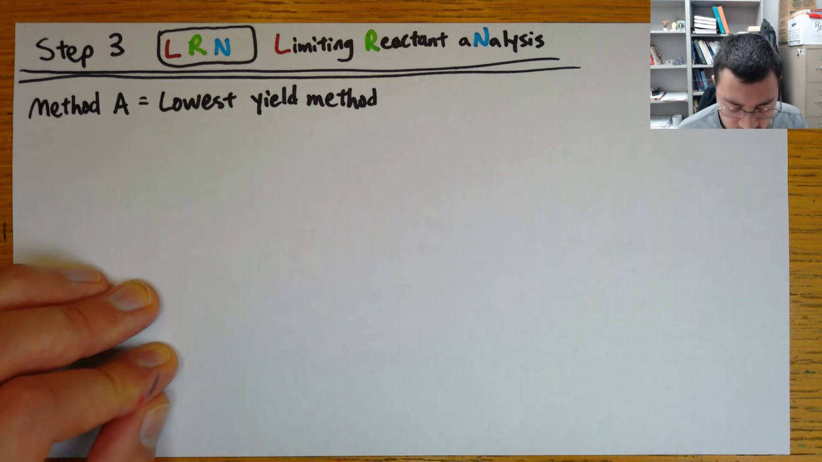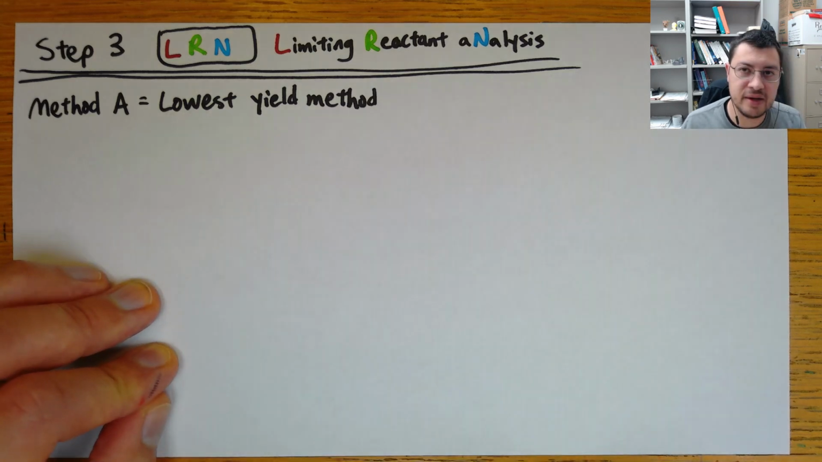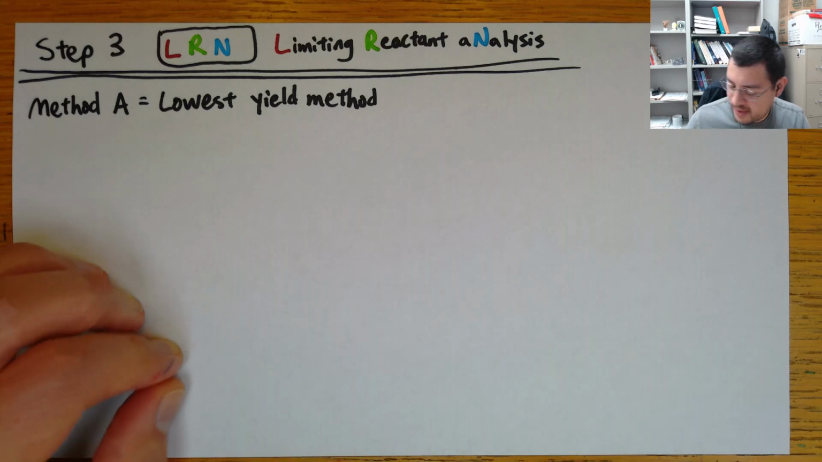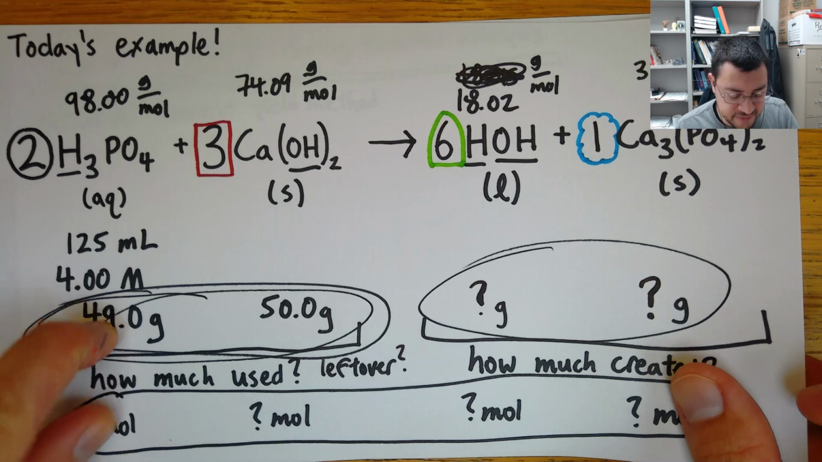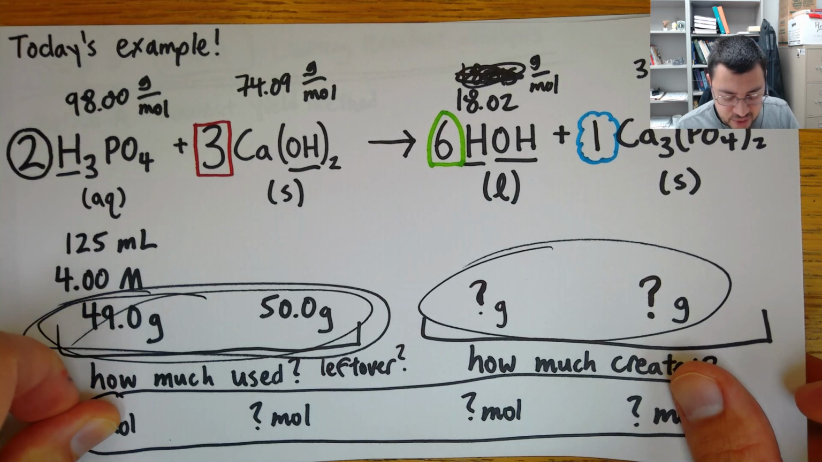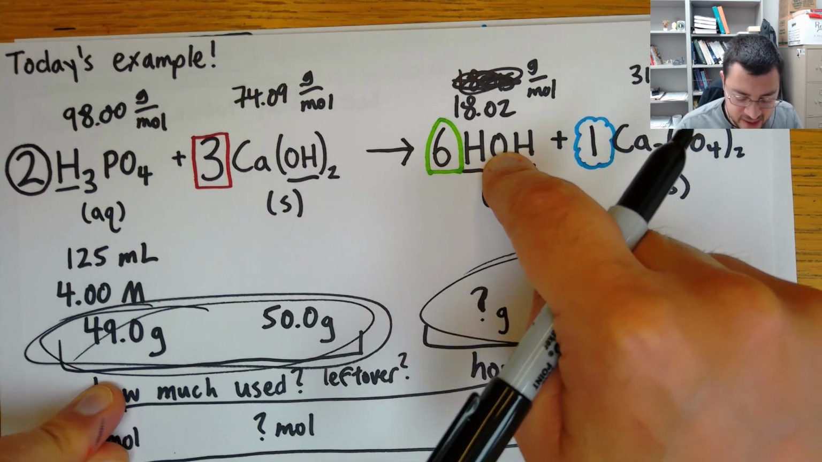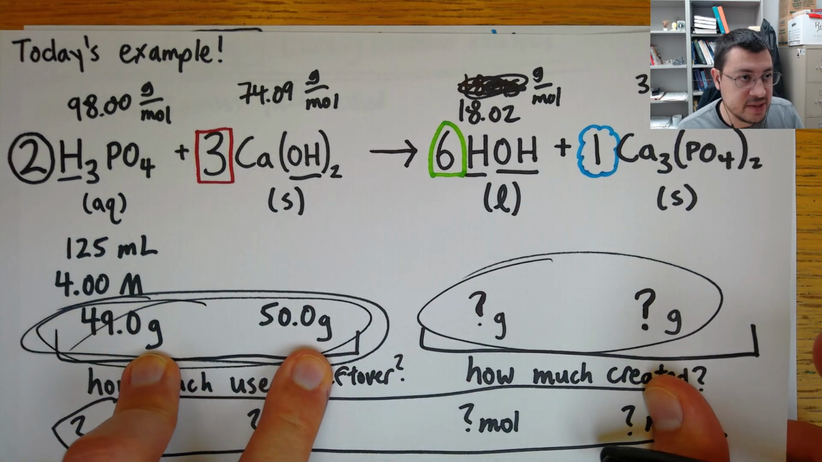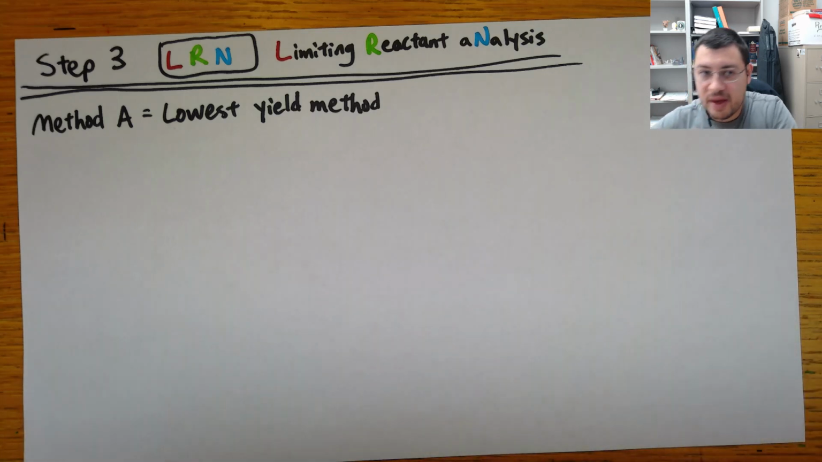All right, let's start our limiting reactant analysis. We'll start with method A, the lowest yield method. So we will figure out how much water we will make based off of fully reacting all of the phosphoric acid. And then we'll do the same thing with calcium hydroxide. How much water can we make if we react all the calcium hydroxide? We already did the busy work of turning these grams into moles earlier, so we can use that to make life a little faster.